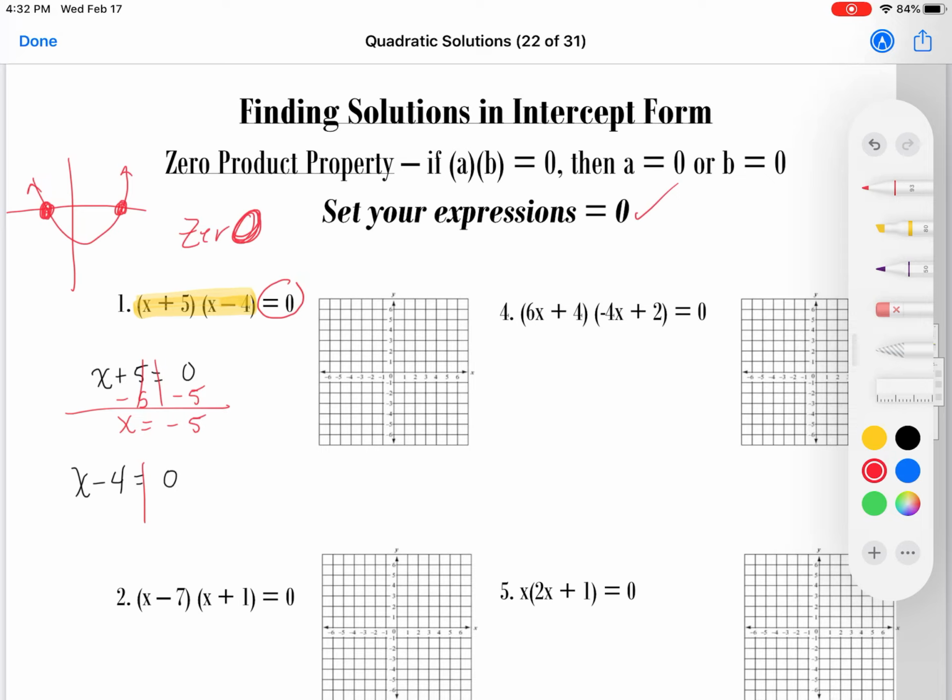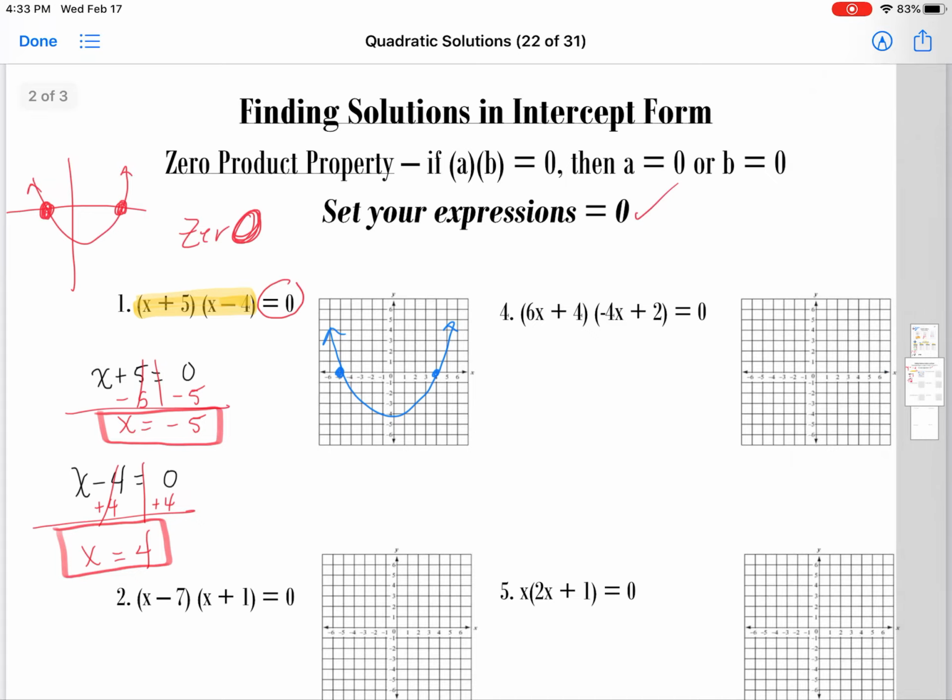In the second one, to get x by itself, I need to add 4 and add 4. That leaves me with x equals positive 4. So now I'm going to graph this. X equals negative 5 is the ordered pair right here. X equals positive 4 is right here. We know that these always make a U shape, so this would be the graph of this parabola. So your answer for number 1 is x equals negative 5 and x equals positive 4.